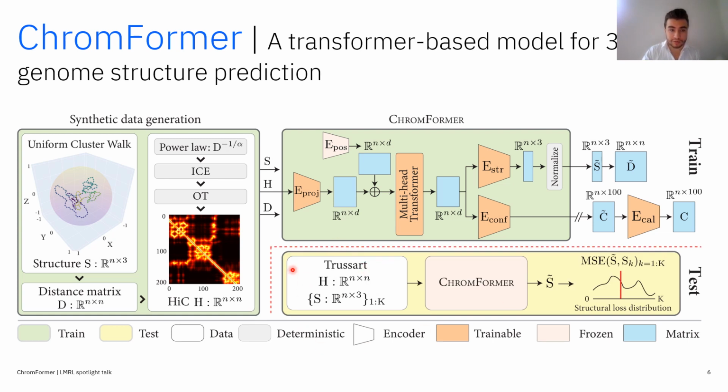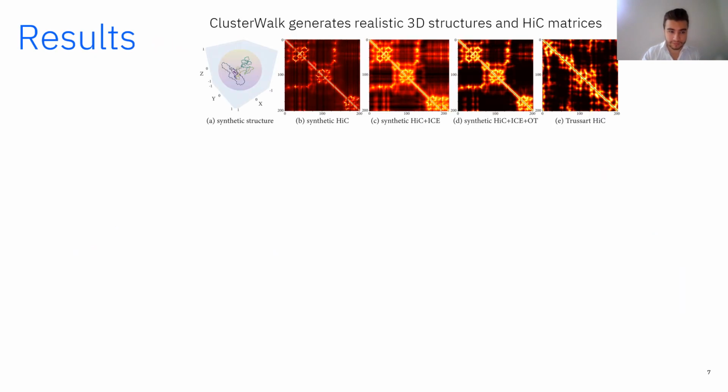Now, our framework was tested on the TrueSalt dataset, which is an independent synthetic public dataset containing 100 simulated structures paired with a single Hi-C matrix. Using the ClusterWalk algorithm, we generated 1,000 structures that match the TrueSalt dataset, as seen here. We as well generated Hi-C matrices that resemble the TrueSalt Hi-C, as we can see here.